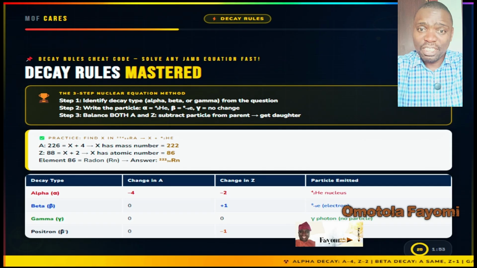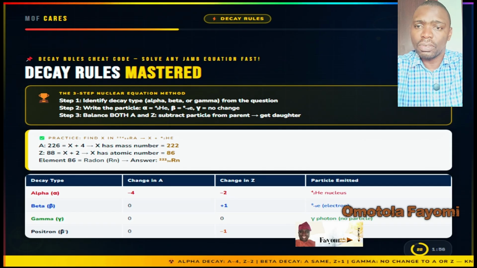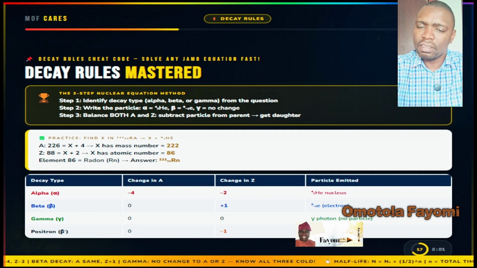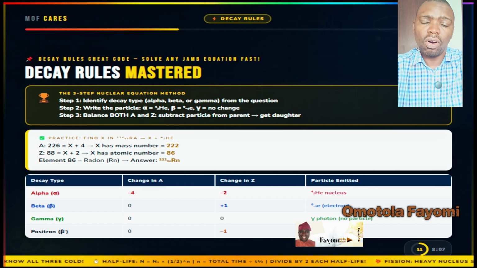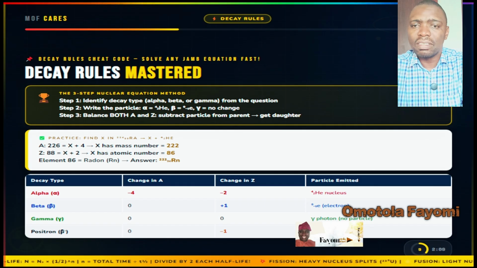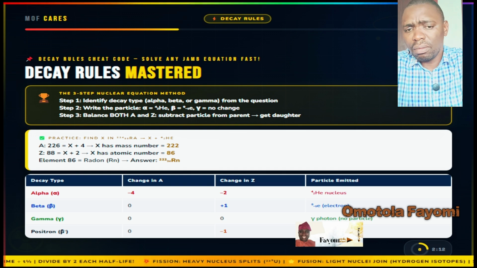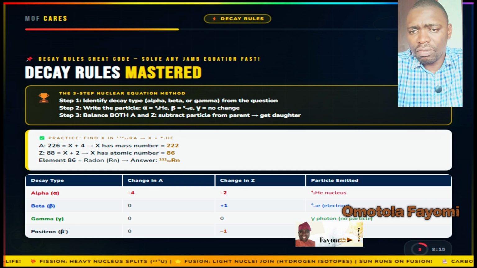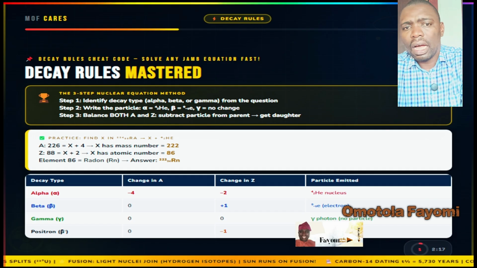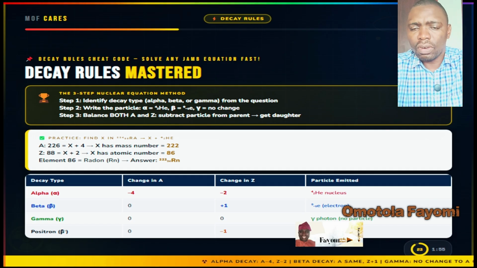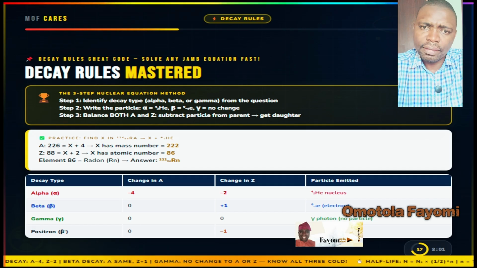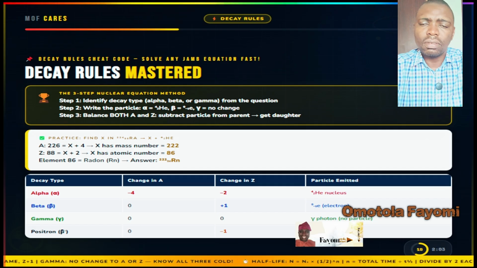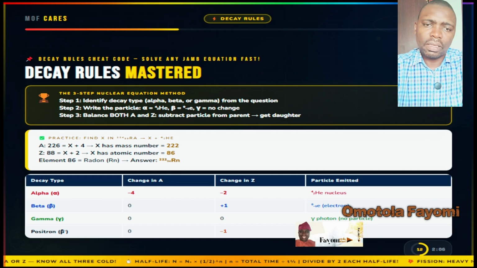Here is your nuclear equation cheat code that solves every single JAMB nuclear equation question in 3 steps. Step 1, identify the decay type. The question will tell you directly alpha decay, beta decay, or gamma emission, or it will give you an equation with a missing particle or daughter nucleus. Step 2, write down the particles. Alpha, mass 4 of helium and atomic number 2; beta, mass 0 for that electron, atomic number minus 1; positron, that's plus 1; neutron; proton; gamma, no particles, no change.